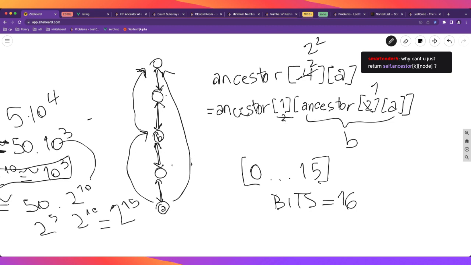Why can't you just return? No, because we only pre-computed the ancestors for powers of 2, and k is not necessarily a power of 2. We have to break down k into powers of 2 and do those jumps.